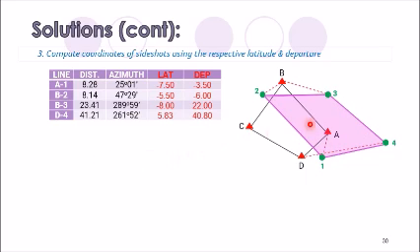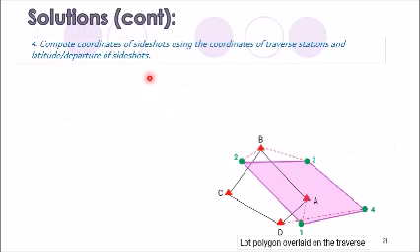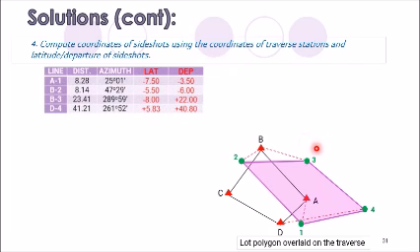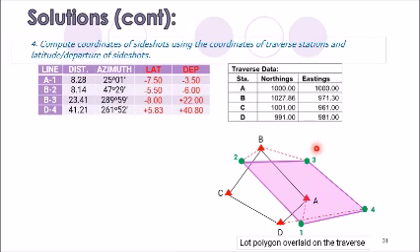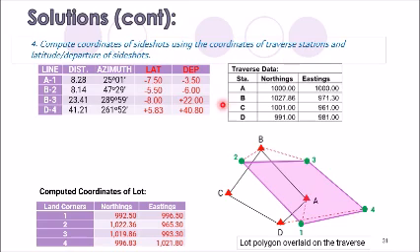Okay, so in order to do that, we need to compute the coordinates. So here these are the coordinates of the traverse stations, and then these are the latitude and the departure of the side shots. Therefore, we can compute the coordinates of 1, 2, 3, and 4.